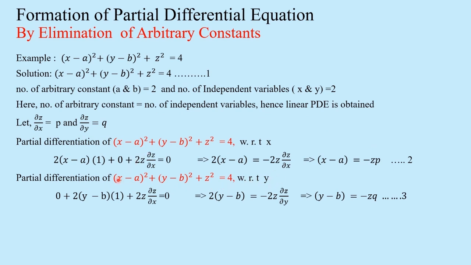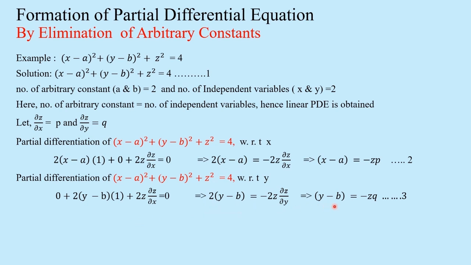This term x will be considered as a constant because we are differentiating with respect to y. So this term will become 0. Here, in the term y minus b, this will become 2 into y minus b, and then differentiation of y is 1. So we get this. And here z square will become 2z, and then differentiation of z is dou z by dou x. We get this. Simplifying this, we get this, and this 2 and this 2 will get cancelled.